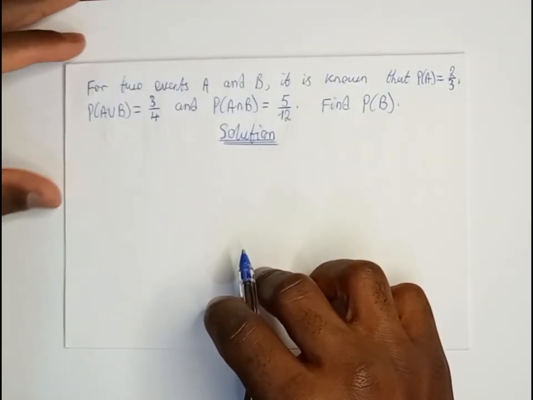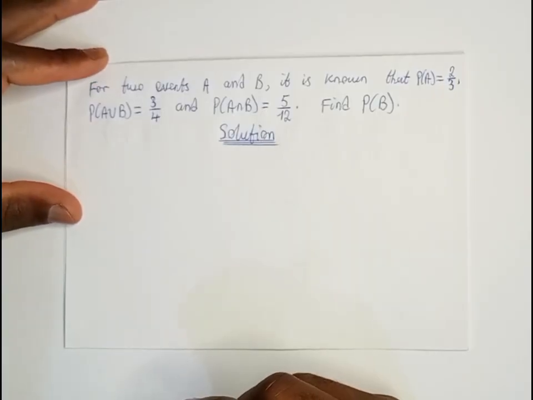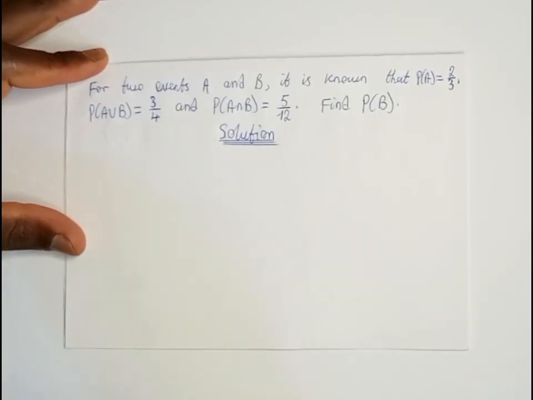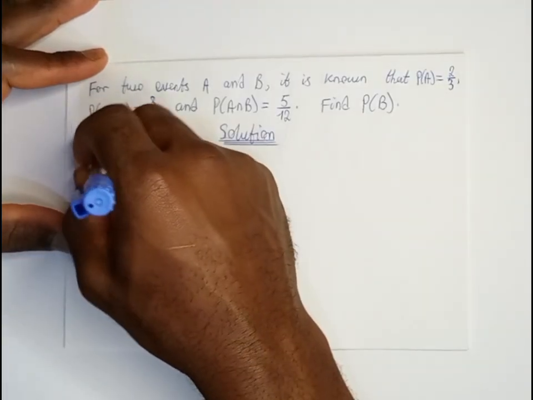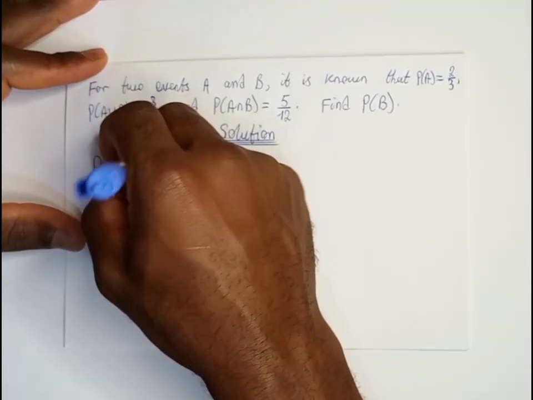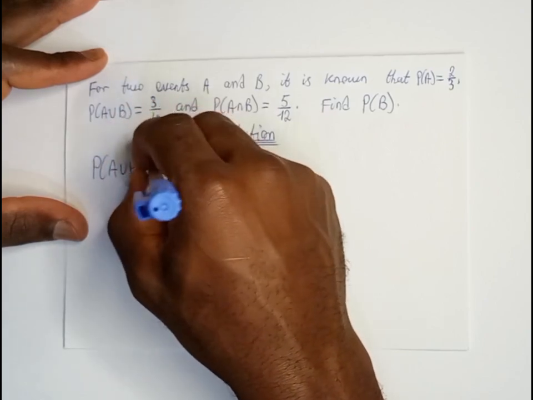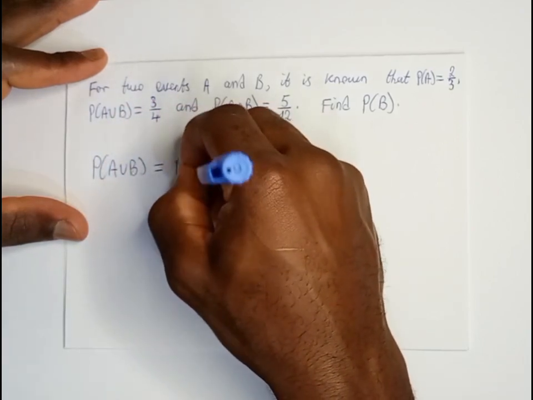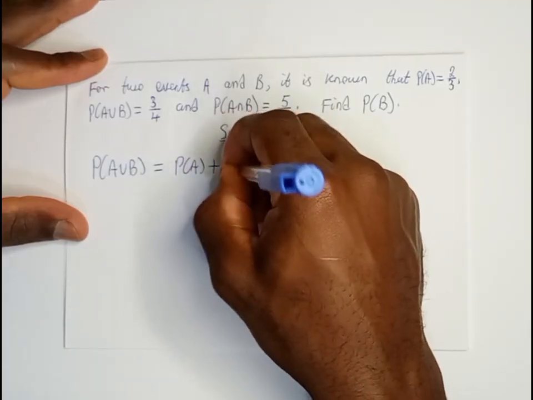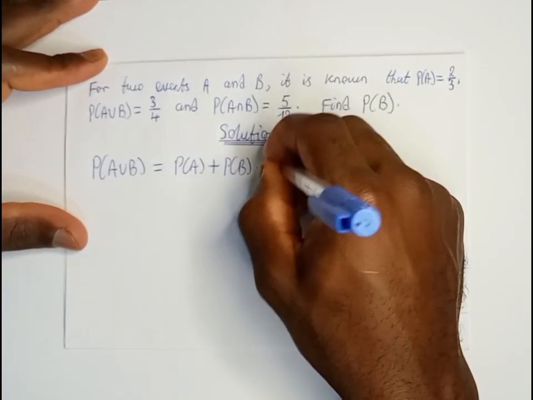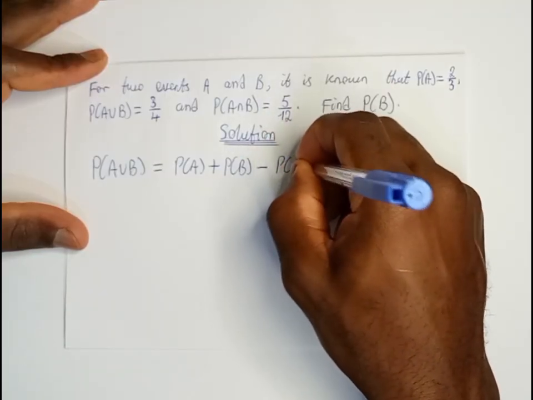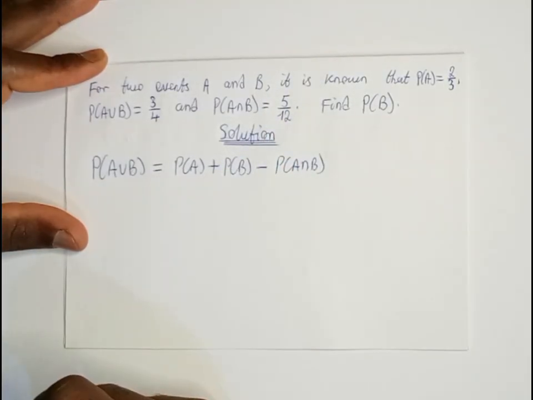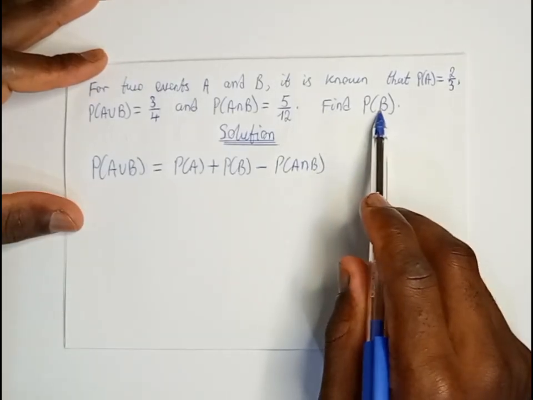For us to answer this question, we are going to make use of the combined formula for calculating probability. The probability of A or B is simply equal to the probability of A plus the probability of B minus the probability of A and B. We are to find the probability of B.